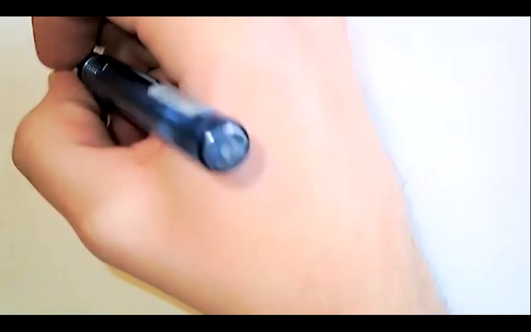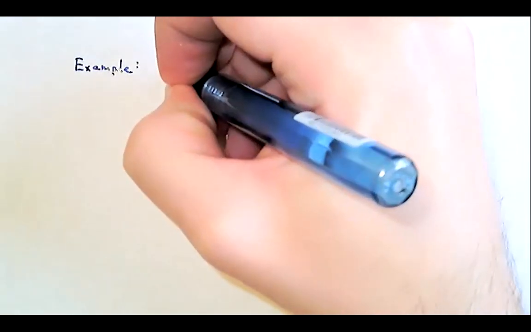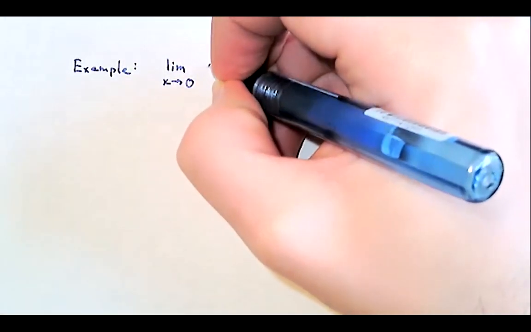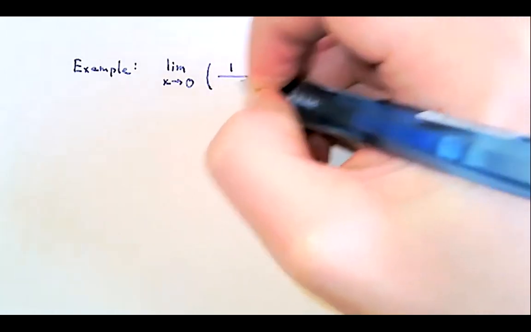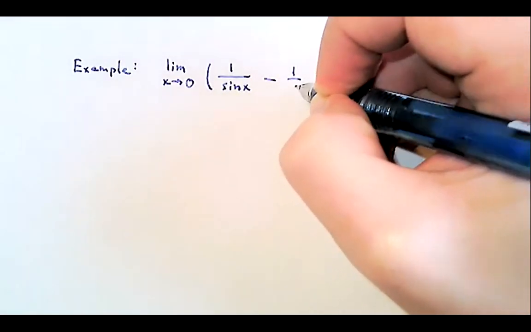Okay, so I have one more problem that I want to do. I wasn't sure if I would have enough time, so I didn't have it on the actual note sheet that I posted. Okay, so this is what I want to look at. The limit as x goes to 0 of 1 over sine x minus 1 over x.